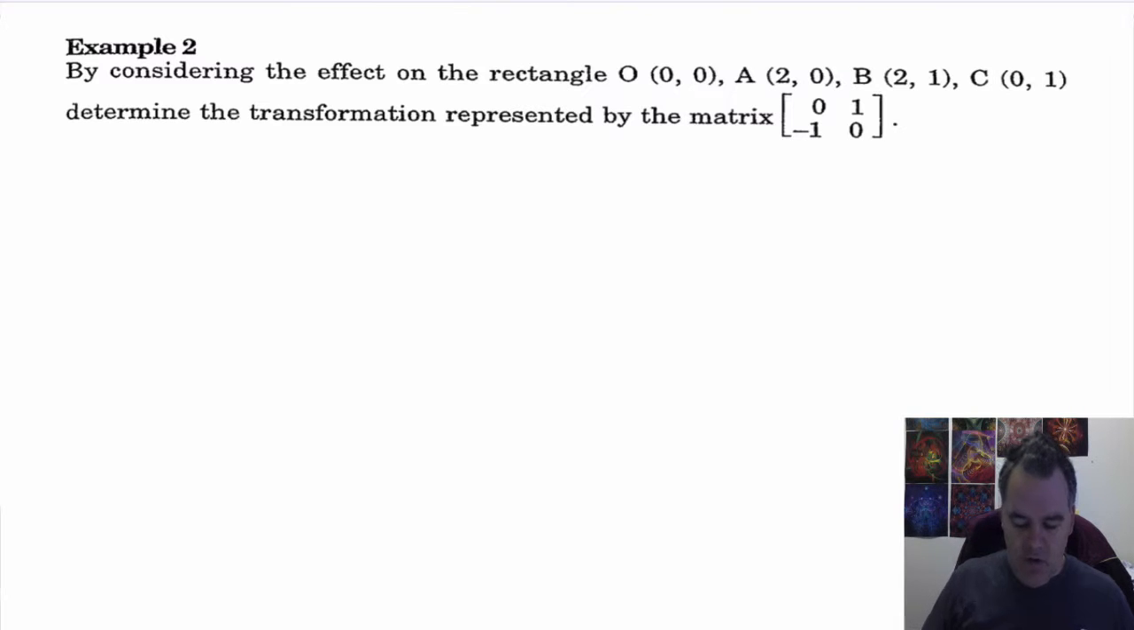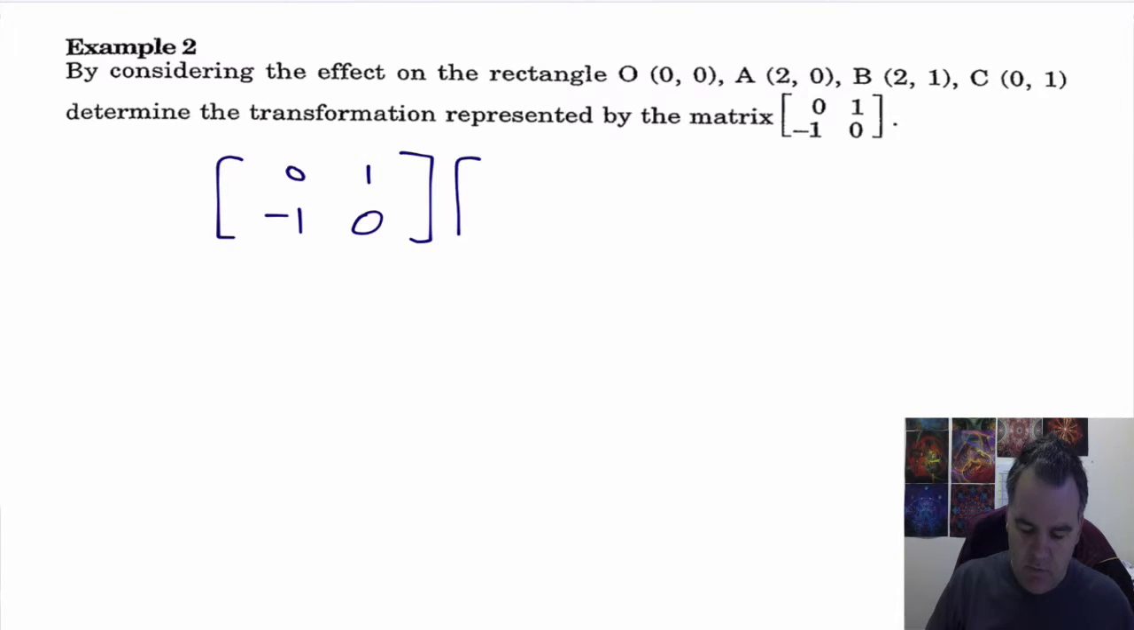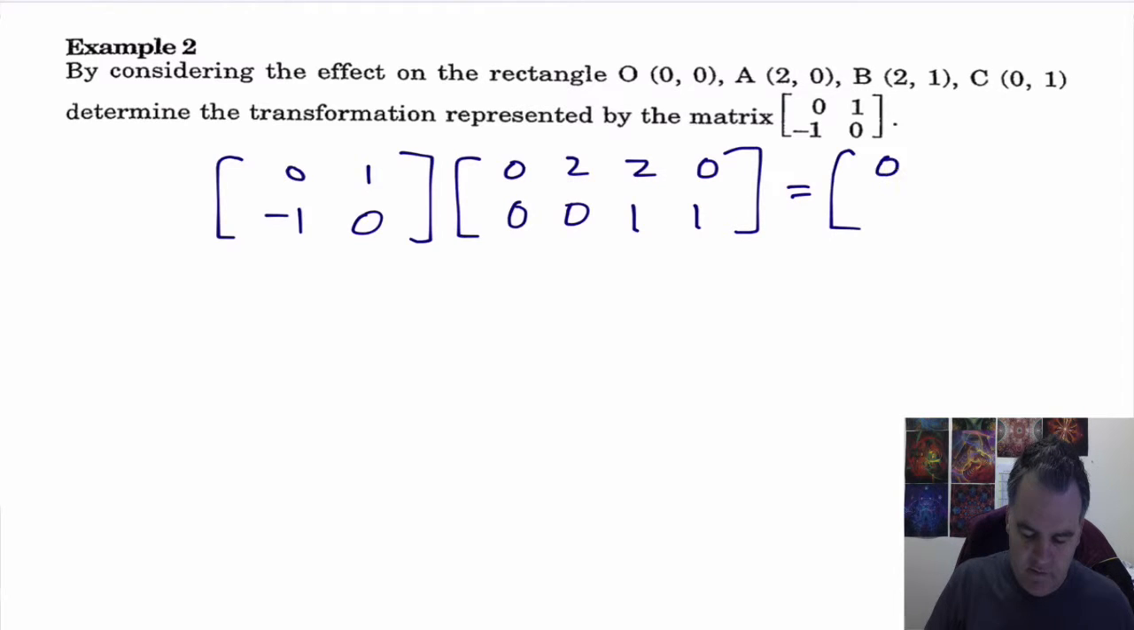All right, so let's firstly do the matrix multiplication. So we've got 0, 1, negative 1, 0, and we're multiplying it by O, A, B, and C. In order, we're going to get across the top: it's just 0 times the top ones, 1 times the bottom ones. So it's just going to be 0, 0, 1, 1 along the top. And the bottom line is just going to be negative 1 times the top line. So 0, negative 2, negative 2, and 0.